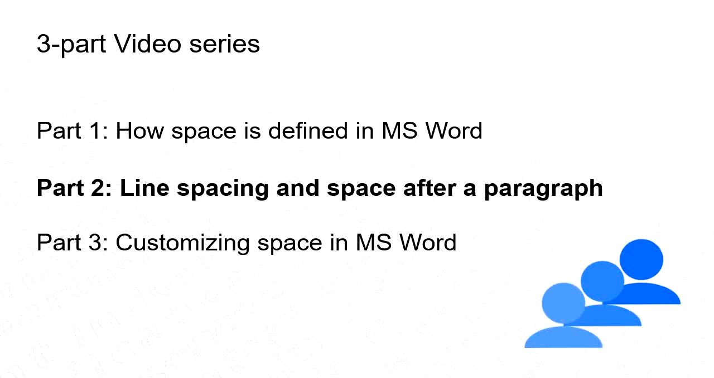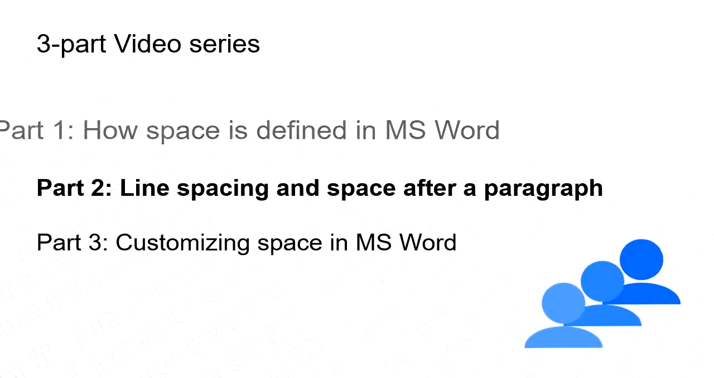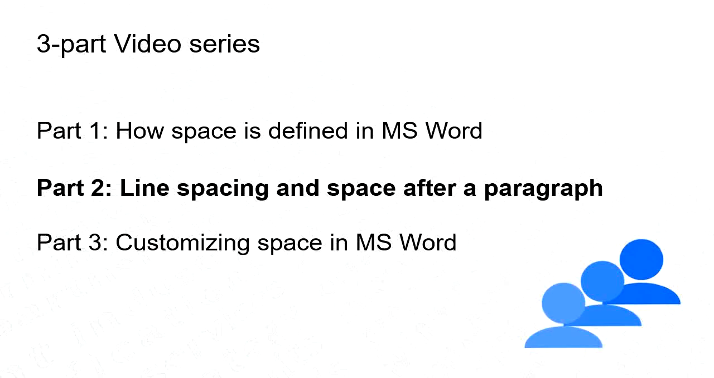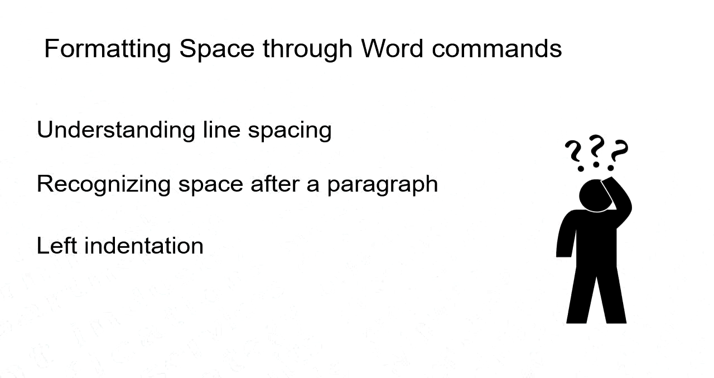In this group of videos, we will discuss how space is defined in Word, the difference between line spacing and space after a paragraph, and how to customize space in Microsoft Word. In the first video of this series, we talked about space added by the user through the keyboard. Now we're going to talk about space that's added through the Word program itself. We're going to talk about understanding line spacing, going to touch on recognizing space after a paragraph, and we'll talk a little bit about indentation. Let's take a look.